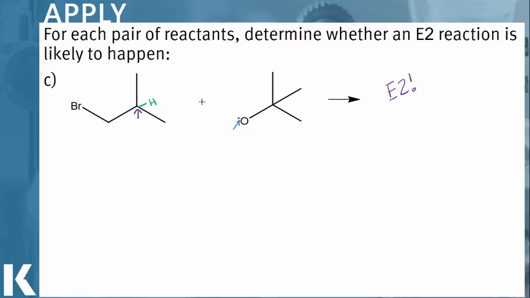Now, you should feel more comfortable predicting if an E2 mechanism will occur based on factors like the amount of substitution, the base, and the leaving group.